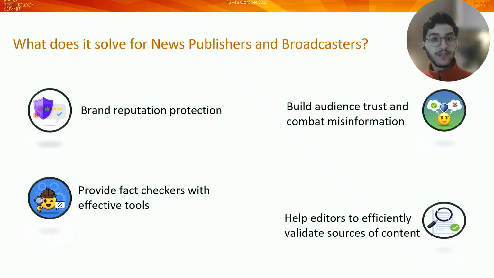C2PA provides provenance and verification to safeguard brand reputation by ensuring published assets come from trusted origins and offers a clear audit trail, deterring tampering when it matters most. It also builds audience trust and slows misinformation by making creation and edit histories transparent. For fact checkers, it gives them fast, effective tooling through signed manifests and edit trails, so verification takes seconds rather than hours. It also helps editors to efficiently validate sources of content. Together, these practices protect the brand, strengthen trust, and streamline newsroom workflow.